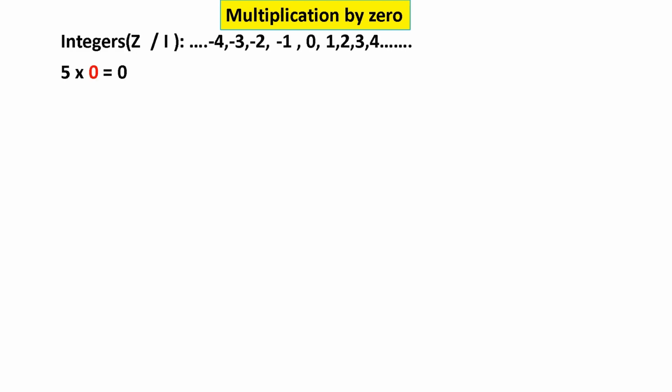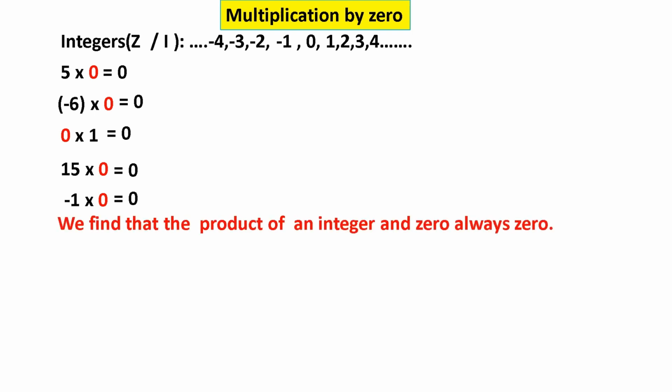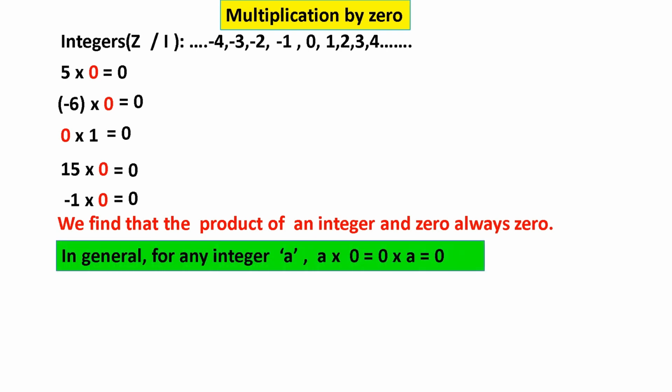Now, multiplication by 0. Here 5 into 0 is equal to 0, minus 6 into 0 is equal to 0, 0 into 1 is equal to 0. Here we find that the product of any integer and 0 is always 0. Now in general, for any integer a, a into 0 we will get 0, and 0 into a we also get the same 0.